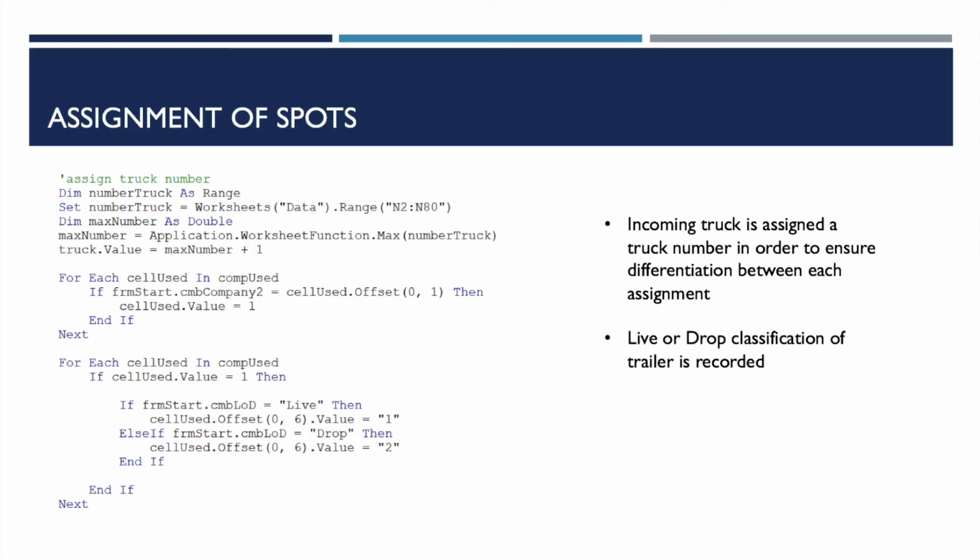Now I will briefly explain the procedure that takes place to assign a spot when a truck enters the yard. For the sake of time, I will only go over the main procedural blocks that are major factors in the method in which the program works. To start, the incoming truck is assigned a truck number in order to ensure a differentiation between each of the assignments, and the live or drop trailer classification is recorded.